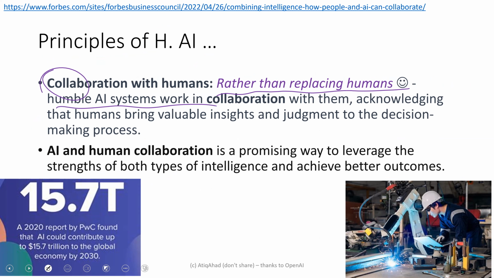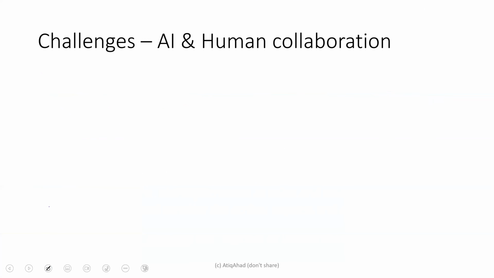Now, collaboration with humans: rather than replacing humans, humble AI systems work in collaboration with them, acknowledging that humans bring valuable insights and judgment to the decision-making process. Who ever thought that we human beings would think this way? Very rarely did we think like this, but AI is progressing in such a manner that we are now thinking in a different way. But we must ensure that we have lots of revenues coming. Trillions of dollars will come into the global economy because of the progression of AI. So AI and human collaboration will actually enrich us for better outcomes, and we have to see.